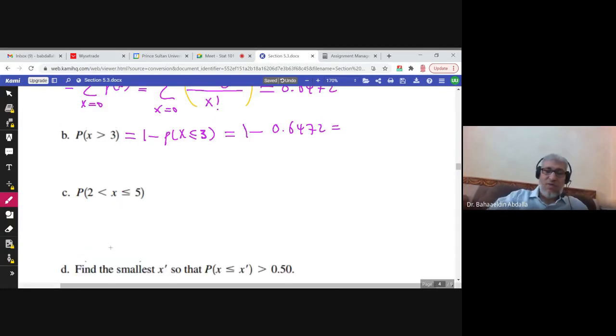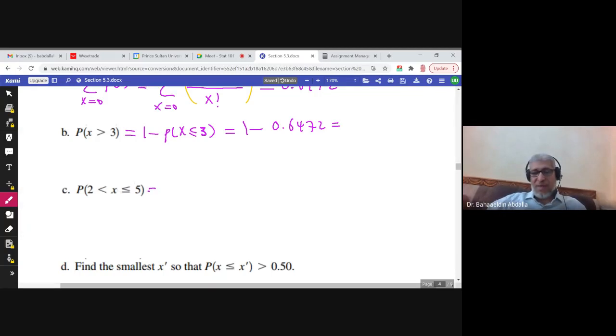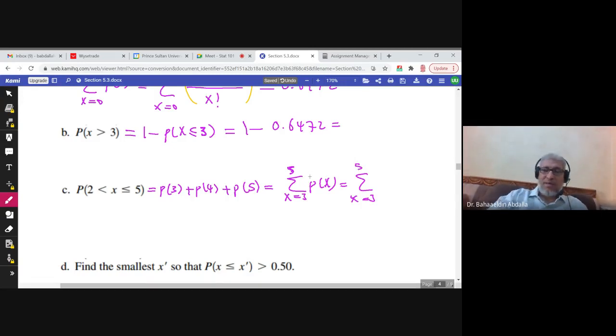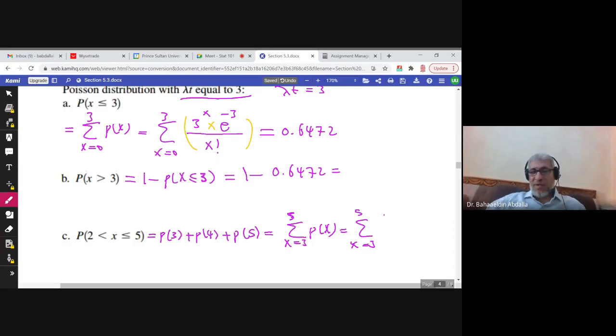What about from 2 to 5? Notice here that 2 is not included. So in fact, I need to find probability of 3, probability of 4, and probability of 5. You can do that by using the calculator, probability of x from 3 to 5. You can write the formula and put it in the calculator and find the answer. Px is exactly like this one: 3 to the power x, because lambda t is 3, times e to the power negative 3, over x factorial. The same formula, but from 3 to 5, not from 0 to 3, and you will get the answer by the calculator.